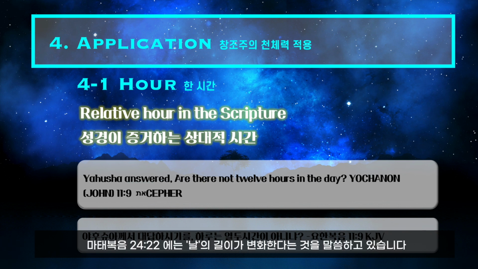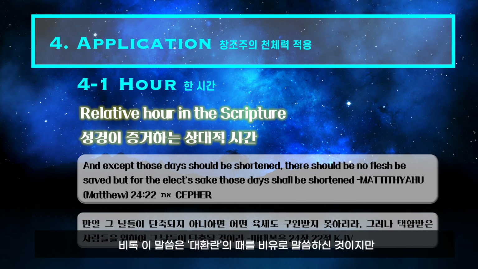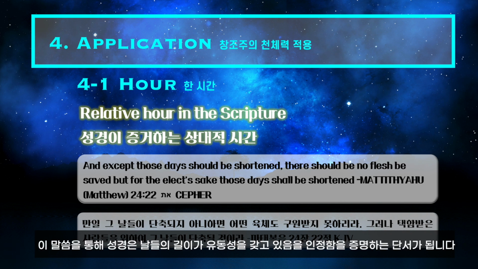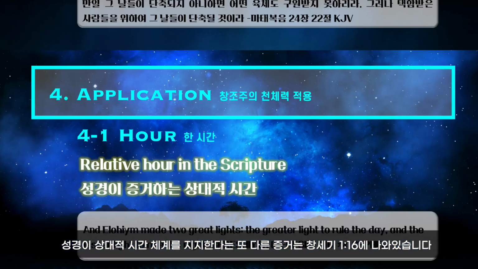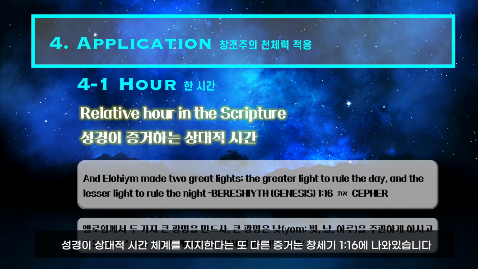In the book of Matthew, we know the length of days is changing. Although this passage speaks symbolically about the Great Tribulation, by likening the days of great tribulation to shortened days, it's proof that the scripture supports the length of the day fluctuating throughout the year. So we know that although there are 12 hours, these 12 hours are applied to the changing length of a day depending on seasons. Another proof that the scripture supports the relative hour system is in Genesis 1:16.